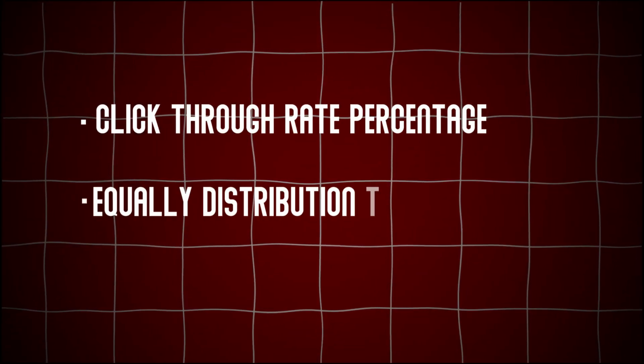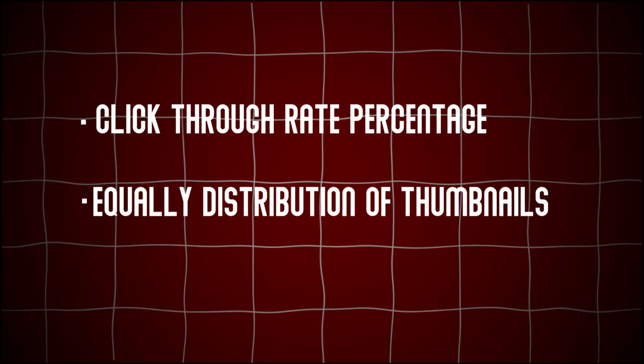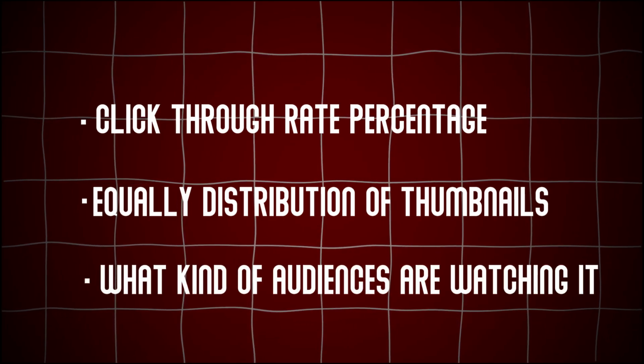They should tell us what's the click-through rate percentage. Are they equally distributing impressions between the 3 thumbnails? And if so, what audiences are seeing those 3 thumbnails? Because every single channel has multiple segments of audiences that watch videos. And is YouTube pushing the 3 different thumbnails to audiences it thinks will react better to a particular thumbnail?